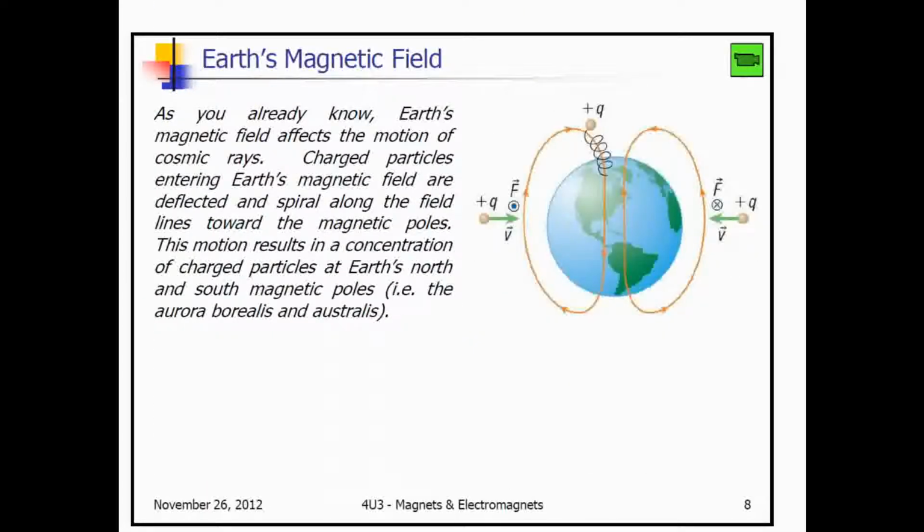So you might already know Earth's magnetic field affects the motion of cosmic rays. Charged particles enter the Earth's magnetic field. They're deflected and they spiral along the field lines toward the magnetic poles. This motion results in a concentration of charged particles at Earth's north and south magnetic poles. So that's why we have the Aurora Borealis and Aurora Australis, because everything's deflected towards those locations.